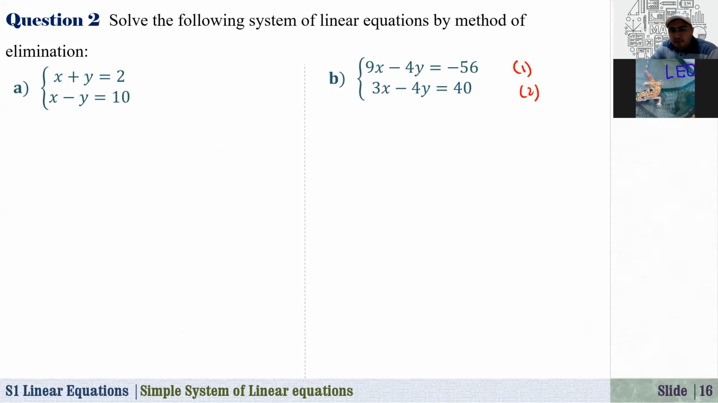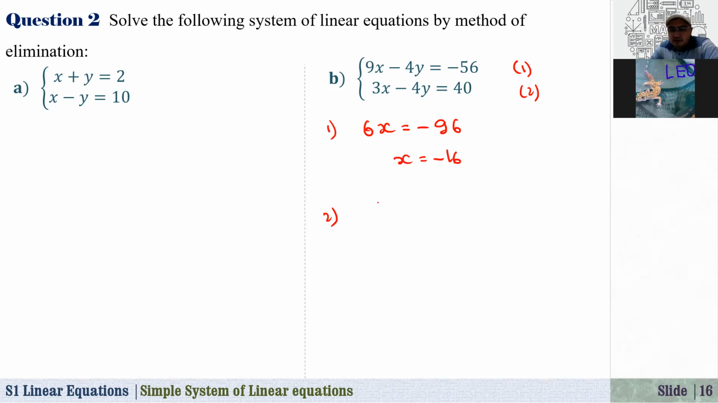So 9x minus 3x is equal to 6x, negative 4 minus negative 4 is equal to 0, minus 56 minus 40, that is minus 96. So from here, x equals minus 96 over 6, that is minus 16, the first step. Now in the second step, we have to substitute this into maybe the first or the second equation and get the value of y.